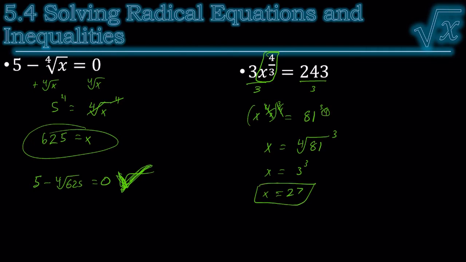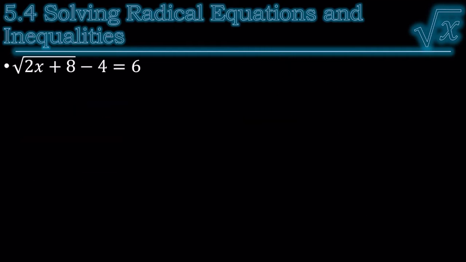Of course, we should check our answer. 3 times 27 raised to the 4 thirds. It does equal 243. Yes, that's what my calculator says. All right, here's a more interesting one.